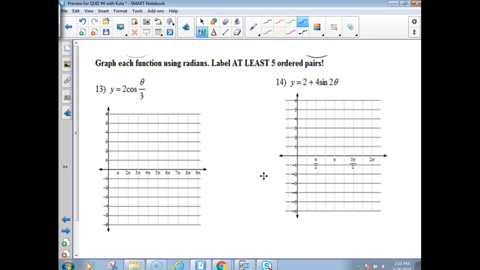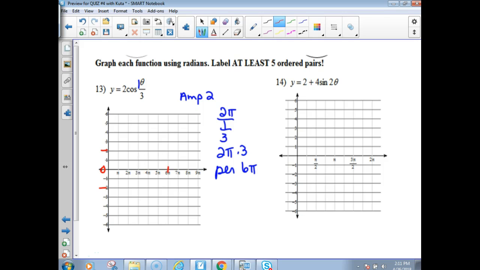Okay. Graph. At least 5 ordered pairs. This would have an amplitude of 2. This is 1/3 theta, so the period would be 2 pi divided by 1/3. You change to 2 pi times 3, which would be a period of 6 pi. This is already marked off in pi increments. The amplitude is 2. The center line would be 0. So we're going up to 2, down to -2, staying between those lines and doing it in this period.